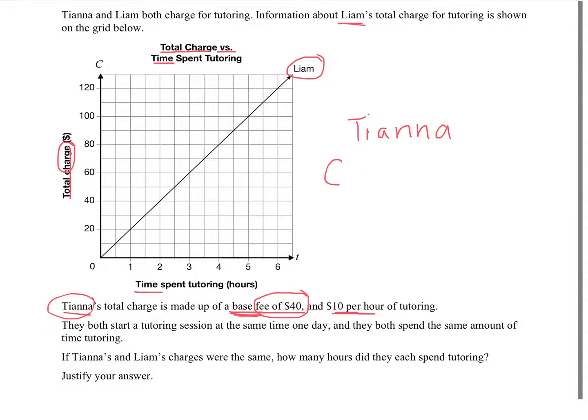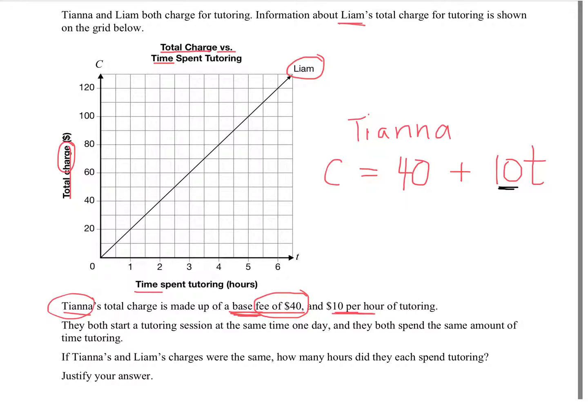I'm going to put C for charge. We're going to come up with the equation to show how much she charges for tutoring. How do we calculate that? Charge is equal to what? The cost is equal to 40 plus, how did you get 10T? What does that mean? Yep.